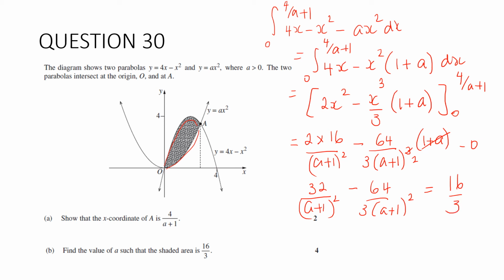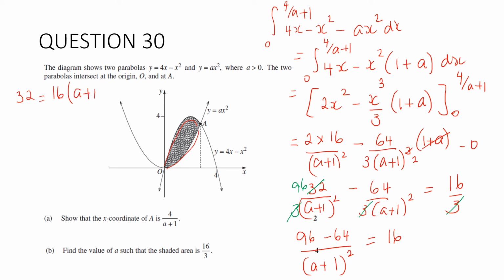All right, first thing I'm going to do is something sneaky. I'm going to put a 3 here and multiply top and bottom of this term by 3, so that gives me 96 there. And that way I can cancel out these 3's. Gone. All right, we have got 96 take 64 all over a plus 1 all squared is equal to 16. 96 take 64 is 32 is equal to 16 multiplied by a plus 1 all squared. A plus 1 all squared is equal to 32 divided by 16, which is 2.